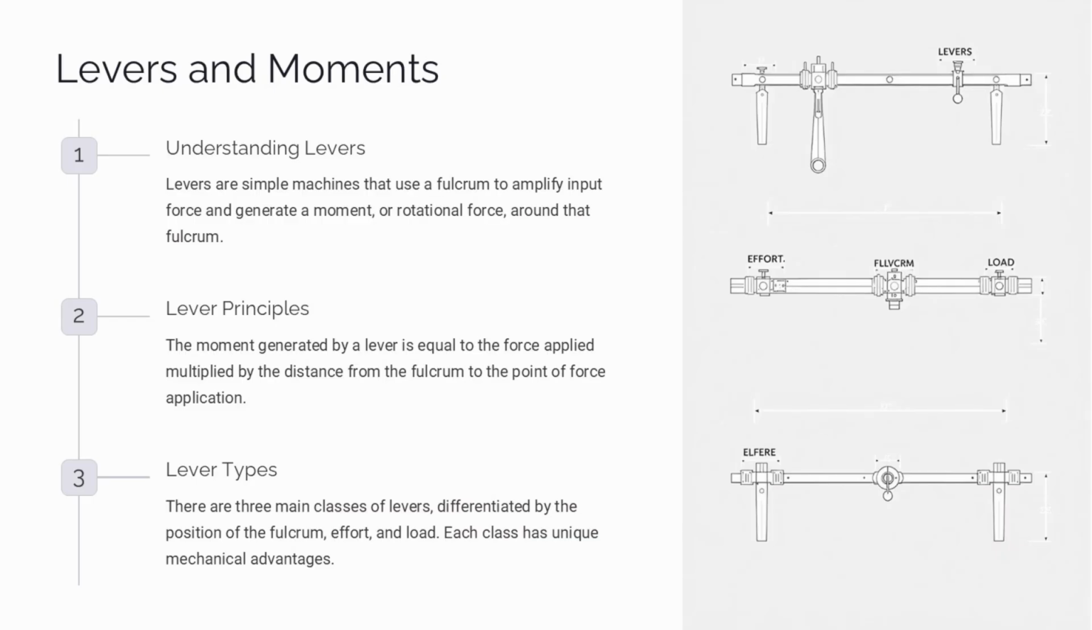Levers are simple machines that use a fulcrum to amplify input force and generate a moment, or rotational force, around that fulcrum. The moment generated by a lever is equal to the force applied multiplied by the distance from the fulcrum to the point of force application. There are three main classes of levers, differentiated by the position of the fulcrum, effort, and load. Each class has unique mechanical advantages. Let's take a closer look at these three lever classes and their key characteristics.